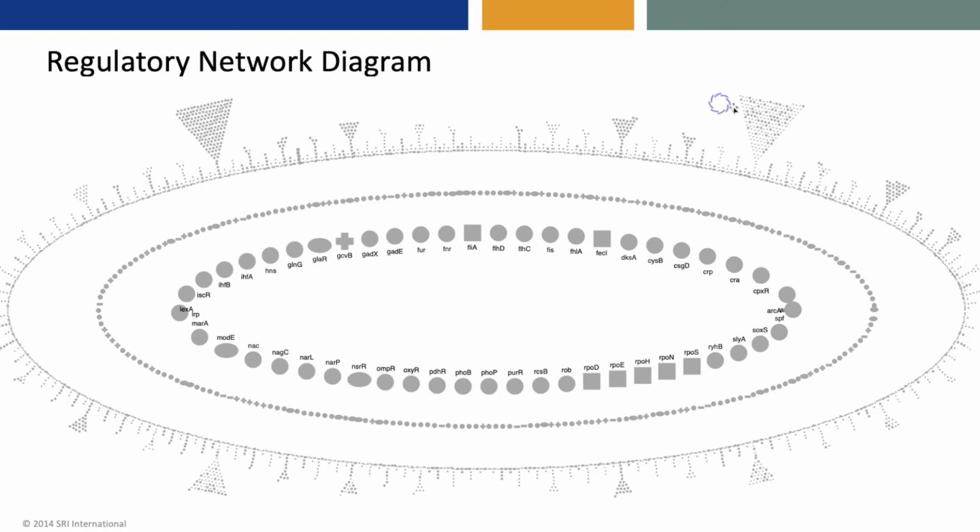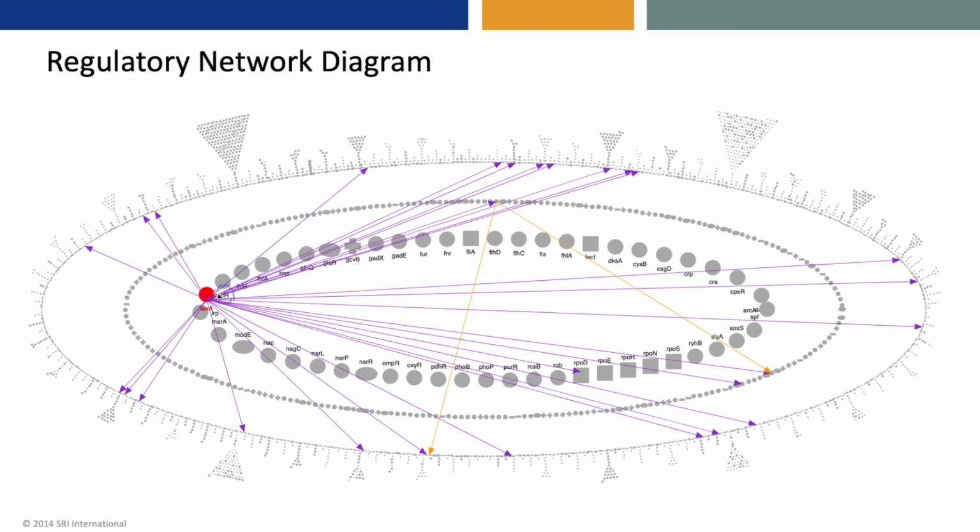For example, one of these large clusters is all the genes in E. coli regulated by RPOD. Now I can right-click on any of these genes to ask to see all the genes that regulate it or all the genes that it regulates. And so for LEX-A, we're now seeing all the E. coli genes that it regulates. And I've further clicked on one of them to show the genes that it regulates.